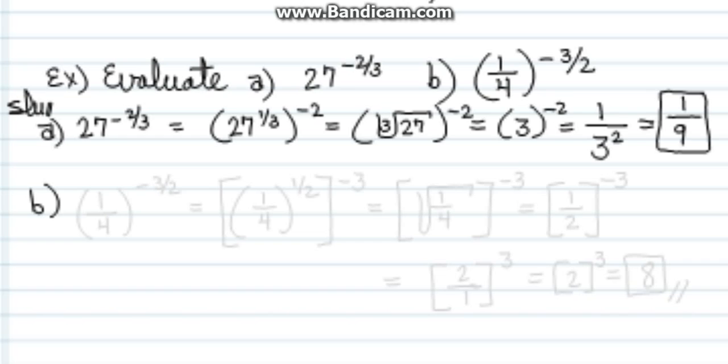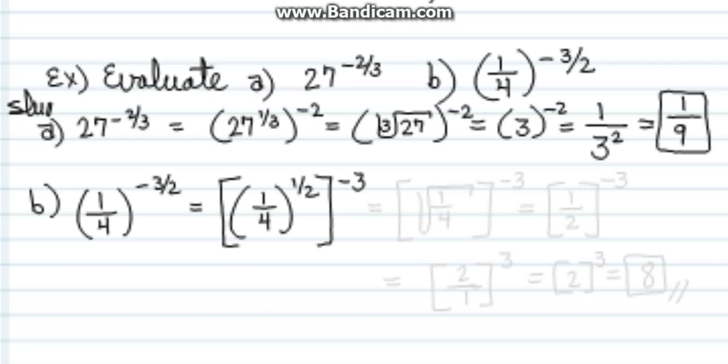Part B, base 1/4 raised to the negative 3/2 power. Now again, the first thing we do is we want to isolate the base and have it raised to the 1 over the denominator, and then a bracket and some exponent on the outside. So we have bracket, parenthesis 1/4 to the 1/2 power, and outside of our bracket, we have to put a number that multiplies with 1/2 to give us the original negative 3/2, and it's a negative 3.